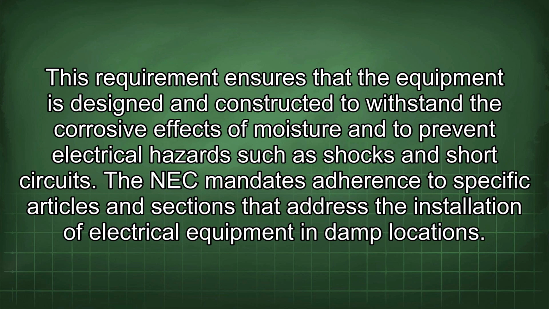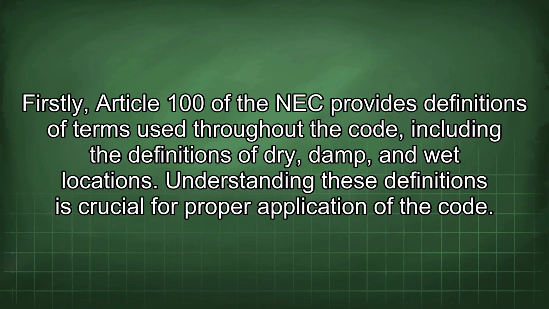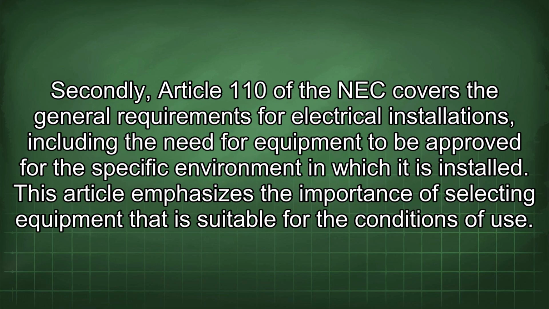The NEC mandates adherence to specific articles and sections that address the installation of electrical equipment in damp locations. Firstly, Article 100 of the NEC provides definitions of terms used throughout the code, including the definitions of dry, damp, and wet locations. Understanding these definitions is crucial for proper application of the code. Secondly, Article 110 of the NEC covers the general requirements for electrical installations, including the need for equipment to be approved for the specific environment in which it is installed. This article emphasizes the importance of selecting equipment that is suitable for the conditions of use.